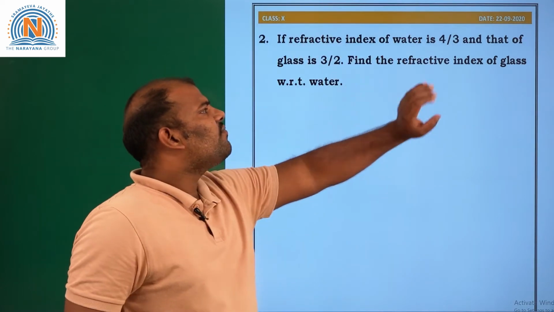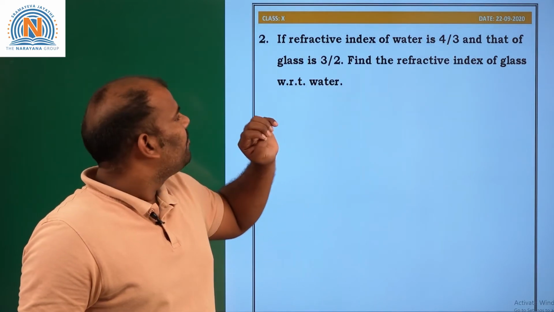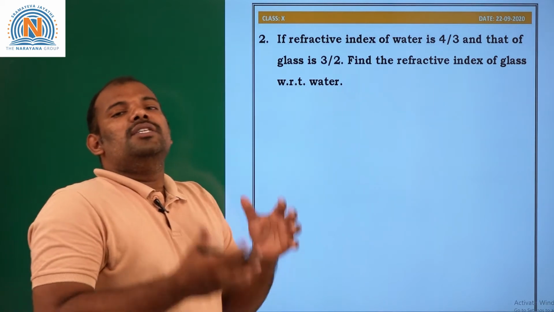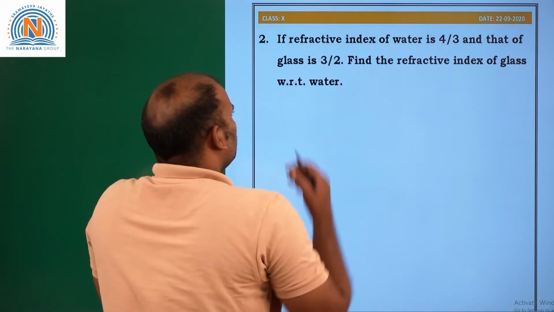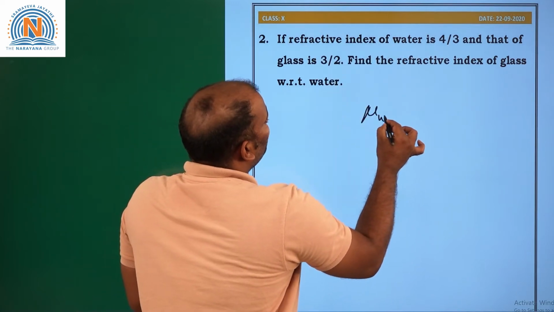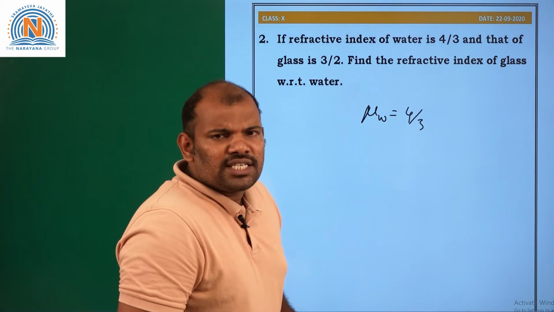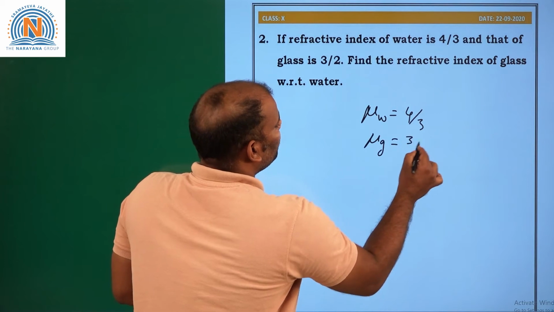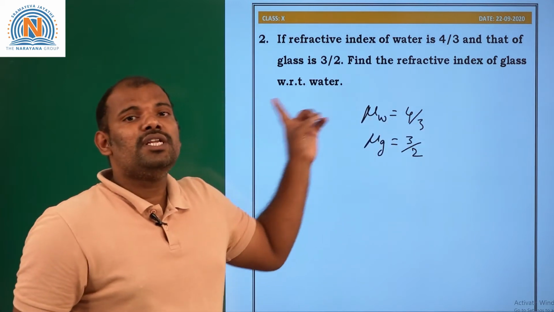If refractive index of water is 4/3 and the refractive index of glass is 3/2, find the refractive index of glass with respect to water. This is nothing but a relative refractive index. Okay, see. Refractive index of water, that is mu w is equal to 4/3, and refractive index of glass, that is mu g is equal to 3/2. Find the refractive index of glass with respect to water.